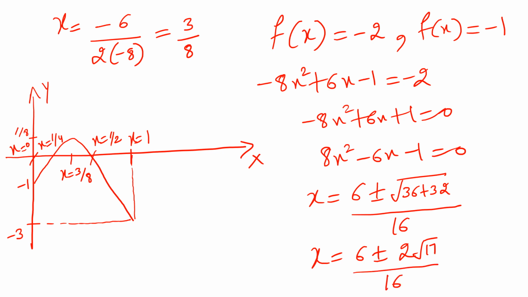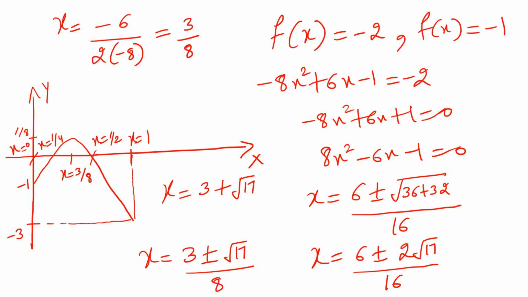Now students, we get two values of x and they are 3 plus minus root 17 divided by 8. Now, since the interval of x is closed 0 to 1, we will have to reject x equal to 3 minus root 17 divided by 8. So the only value of x comes as 3 plus root 17 divided by 8. At this value, f of x will become equal to minus 2. Right? Now students, we move further.